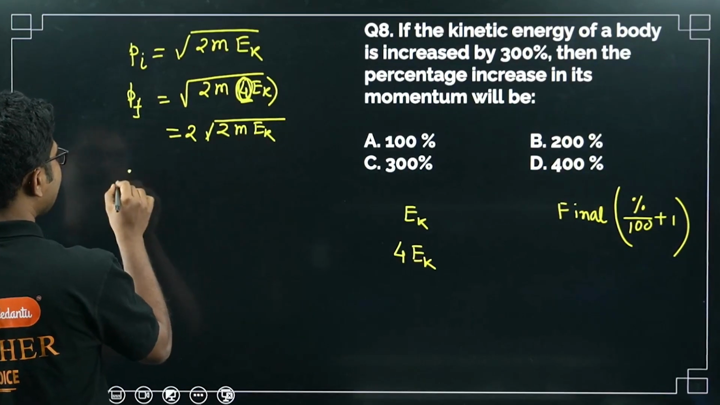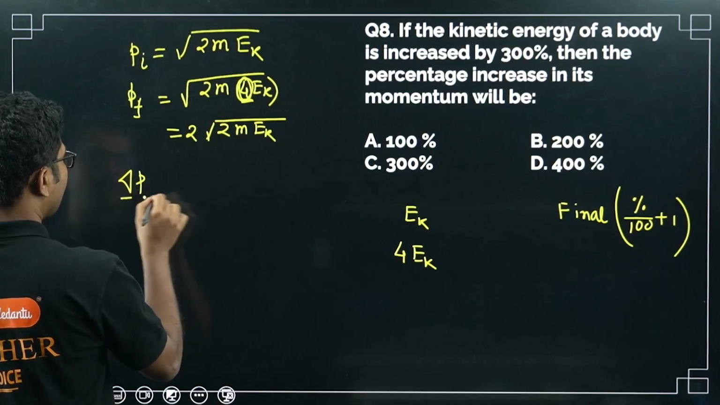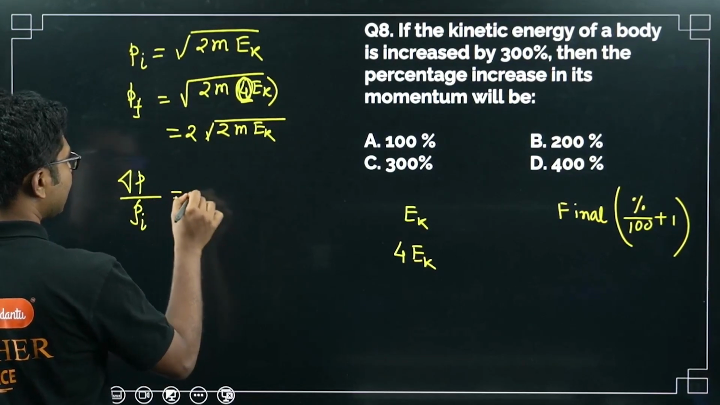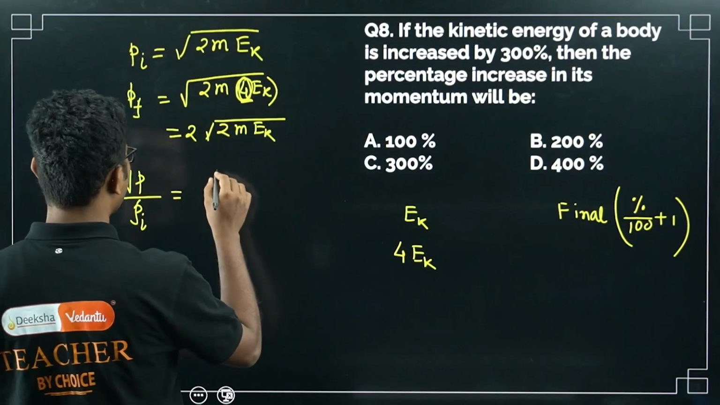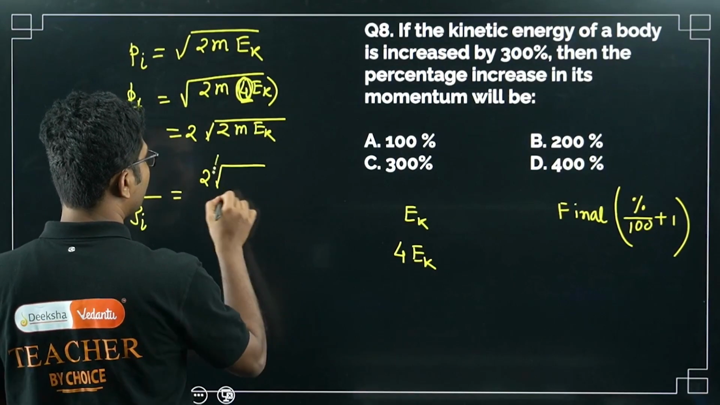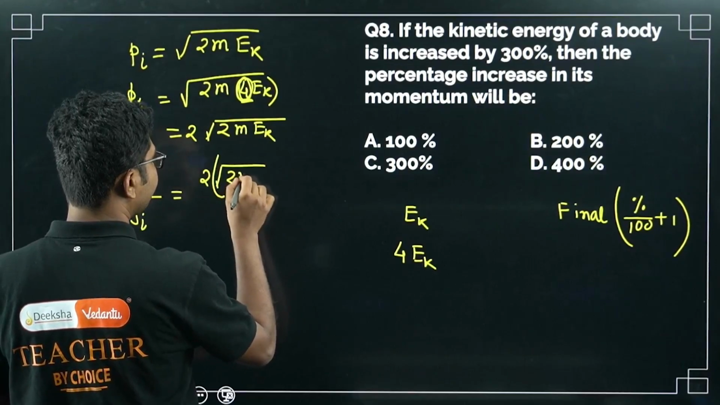Right? So what is the percentage change we are calculating? Percentage change in the momentum. Percentage change in the momentum is the final value here, 2 root 2mEk.